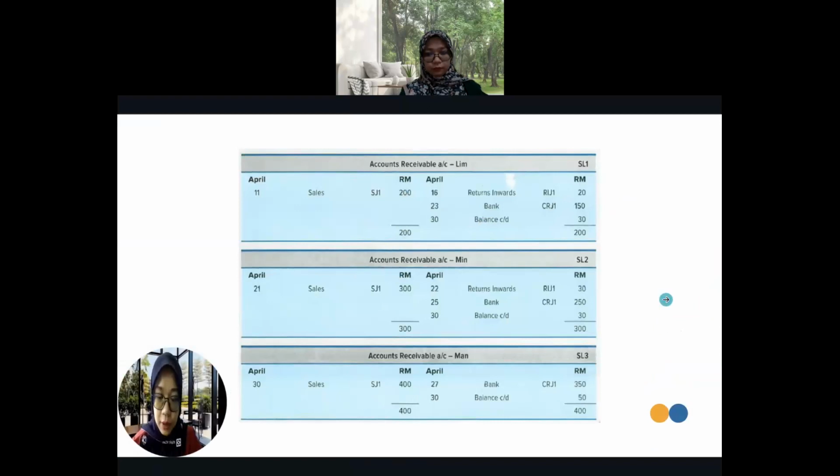These are examples of account receivable ledgers or T accounts. It consists of different accounts under the customer names. We use it to record any sale, any return inwards, and payment from the customer.